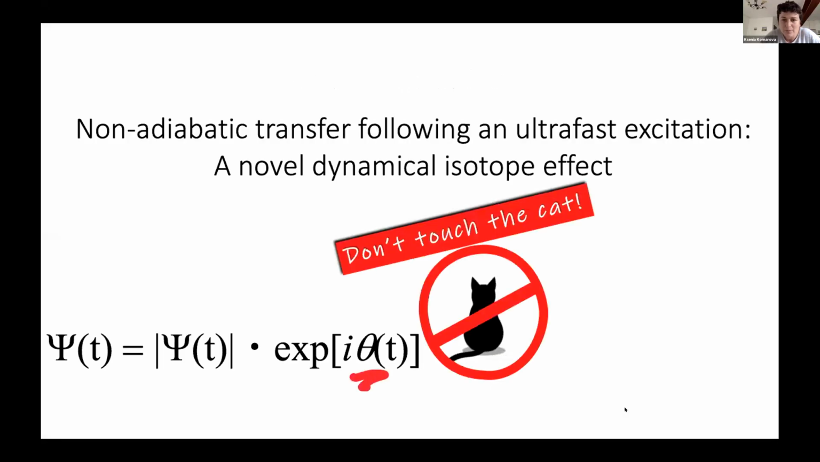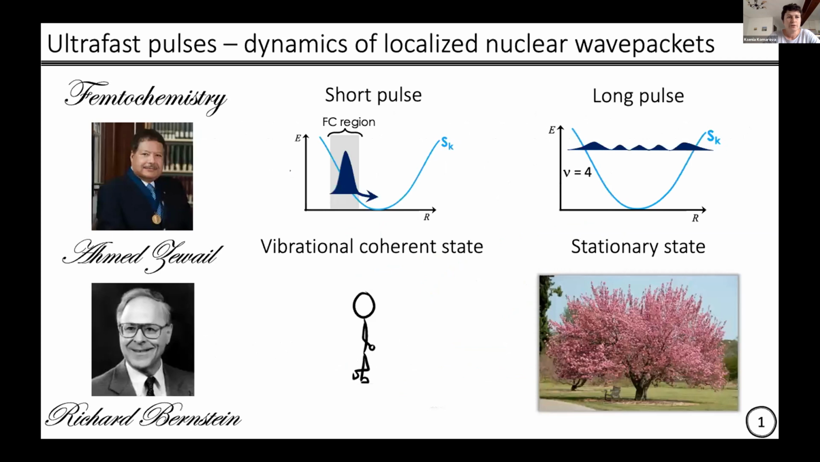Okay, so I will not touch the cat, dead or alive. Let's keep it alive for a moment. But I will focus on the fact that we have a non-stationary wave function, and more that it has this phase factor that is also time dependent and evolves in time. So what kind of features are hidden inside this phase, and what can we do using this novel technique of ultrafast spectroscopy?